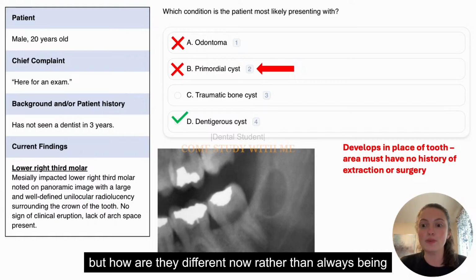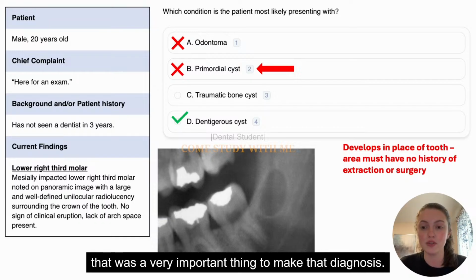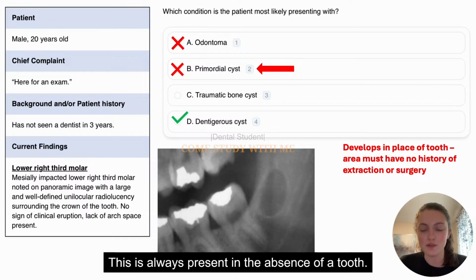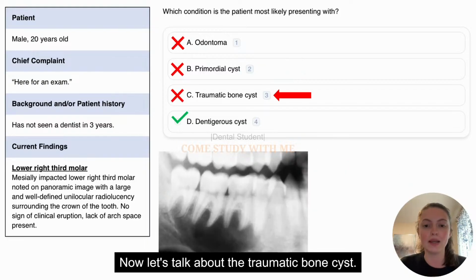Now, rather than always being attached to a tooth, like we saw for dentigerous cyst, that was a very important thing to make the diagnosis, this is always present in the absence of a tooth. So that's how you would definitely be able to tell the two apart. Now let's talk about the traumatic bone cyst.